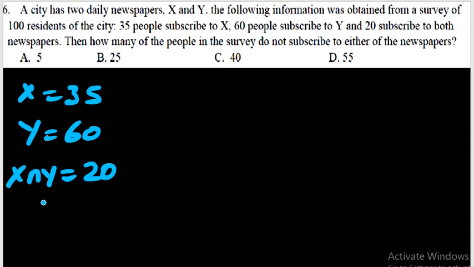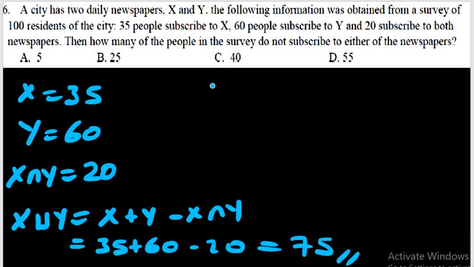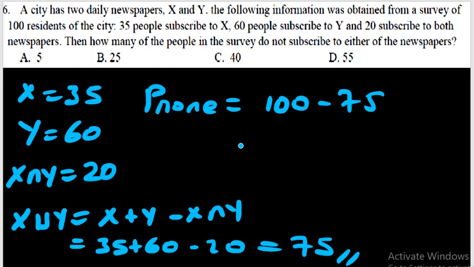First of all, how many people subscribe totally? That means we need to find X union Y. That's X plus Y minus X intersection Y, like the number of union of 2 sets. This is 35 plus 60 minus 20, which will be 75. This is the total subscription. So we are asked for the none, which is 100 residents minus 75, going to be 25. So the answer will be B.